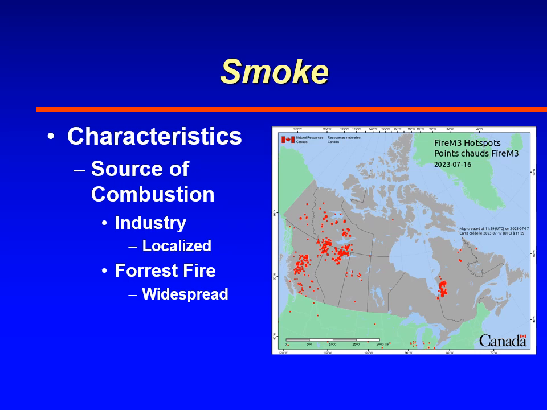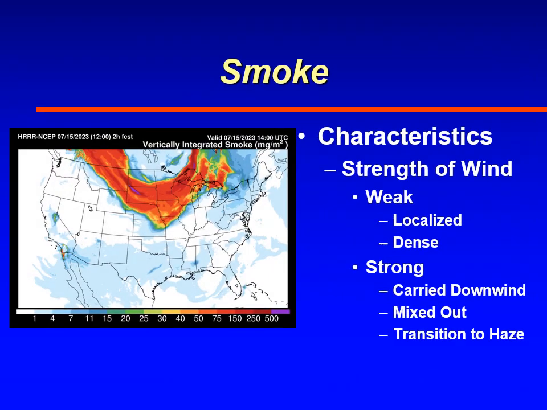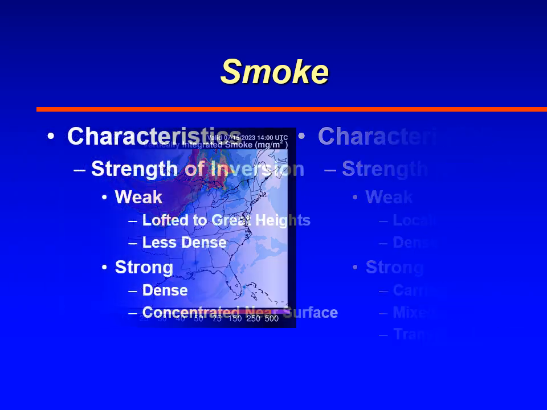So these are places like Butte, Montana, sits in a valley, and they have paper mills there, and they tend to reduce the visibility significantly. Also, strong winds means that it'll mix out the smoke. Weak winds tend to make the smoke more localized and denser. The visibility is decreased quite a bit.